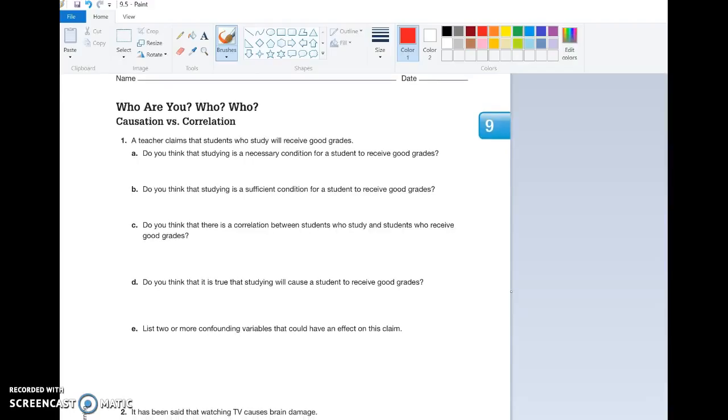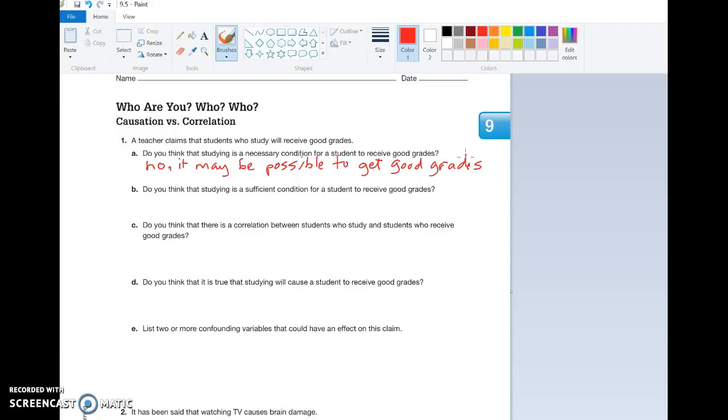A teacher claims that students who study will receive good grades. Do you think that studying is a necessary condition for a student to receive good grades? What do you think? Well, although it's certainly very helpful, it doesn't mean that you have to study to receive good grades. There are students, not a lot of them, but there are some who receive good grades even without studying. So it doesn't have to be a necessary condition. So we'll say no. And you can write, it may be possible to get good grades without studying. May not be likely, but it's certainly possible.